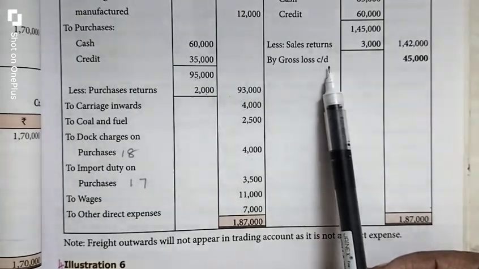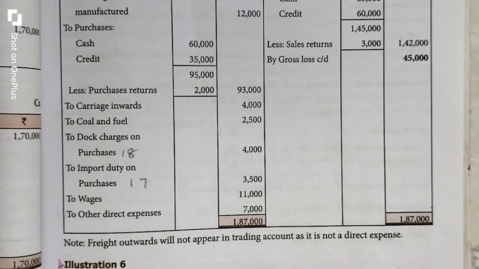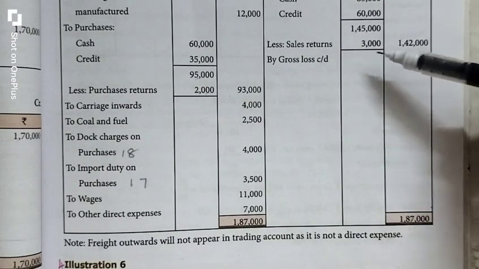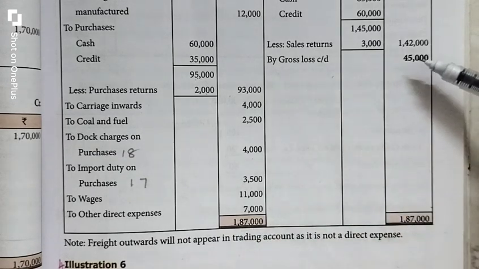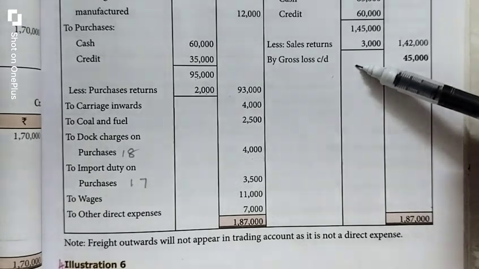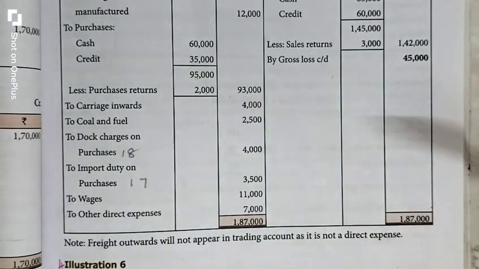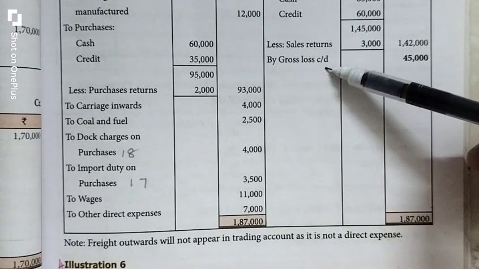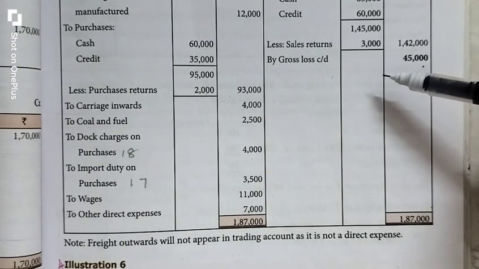Listen, if the total of the debit side is higher, the difference represents gross loss. Gross loss carried down is transferred to the profit and loss account. Okay, so by gross loss carried down rupees 45,000. So we have prepared the trading account for the year ended 31st December 2017.